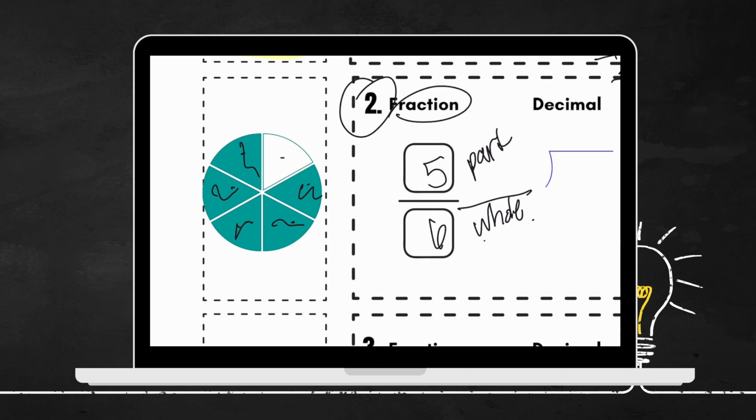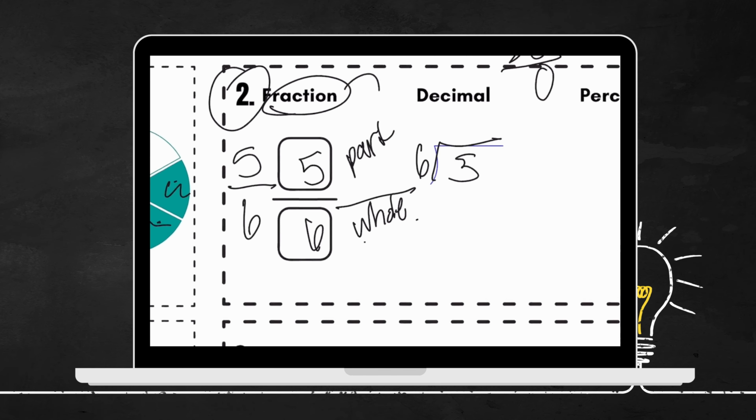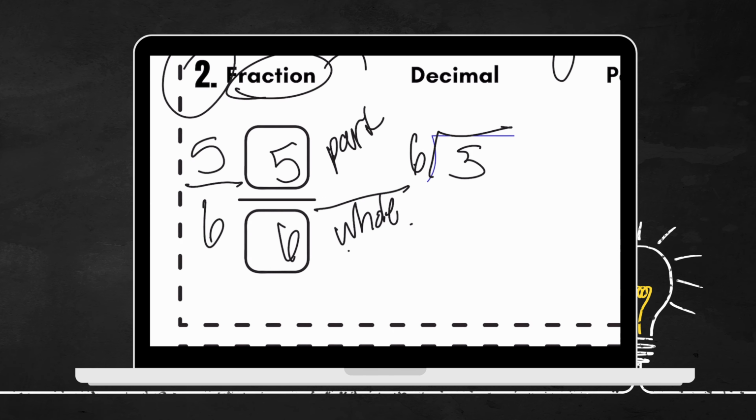And remember, all fractions are division problems. 5 divided by 6. And we're going to say 6 goes into 5 0 times. So I add my decimal and drop in a 0. 6 goes into 50, so let's see, 6 times 6 is 36, so that's too small. 6 times 8 is 48, so let's try that. 48, I have 2 left over.